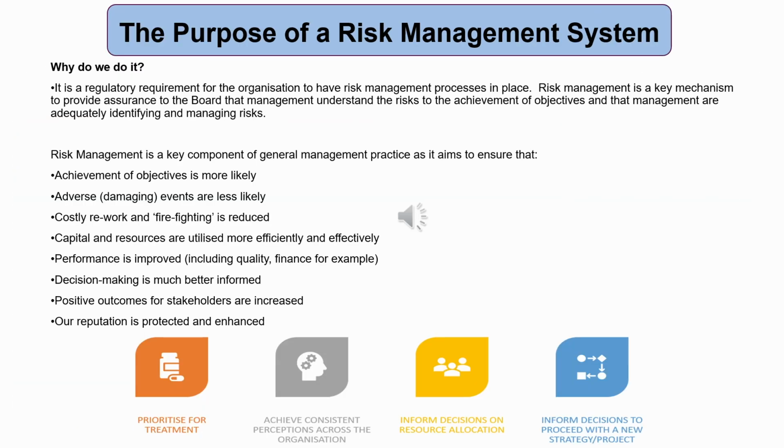So why do we have a risk management system? Well, it is a regulatory requirement for the organisation to have risk management processes in place. Risk management is a key mechanism to provide assurance to the board that management understand the risks to the achievement of objectives and that management are adequately identifying and managing risks.